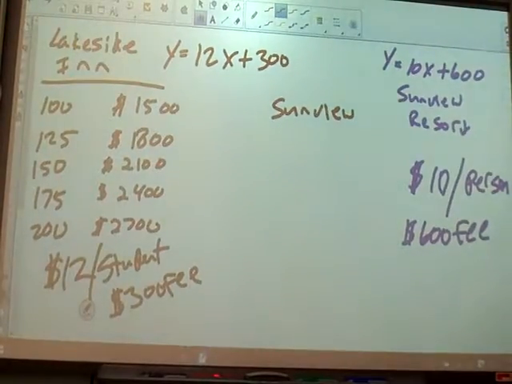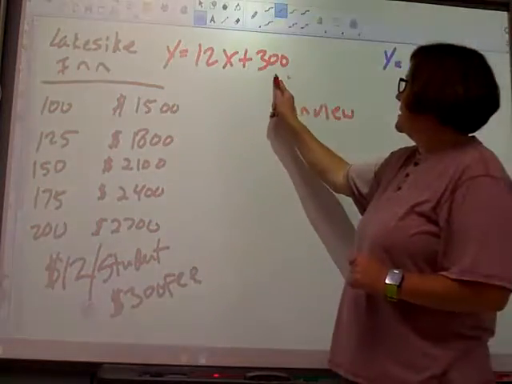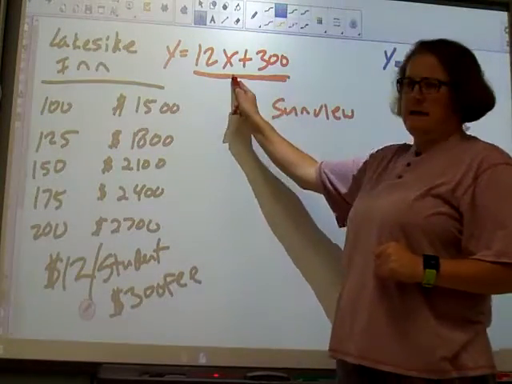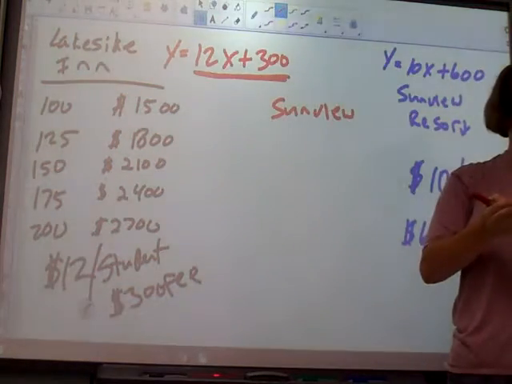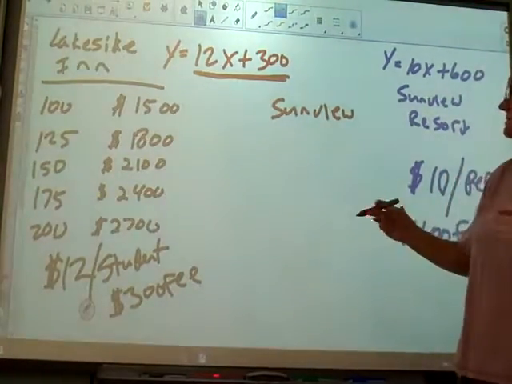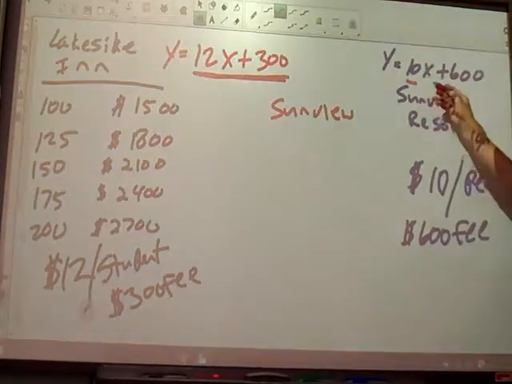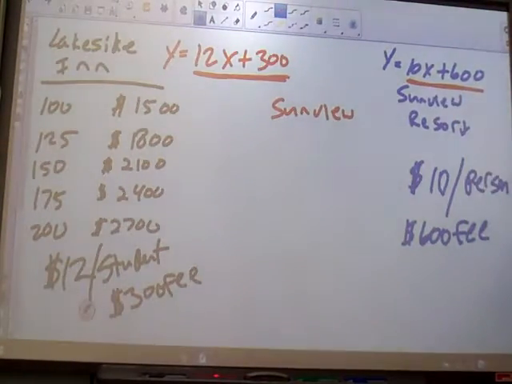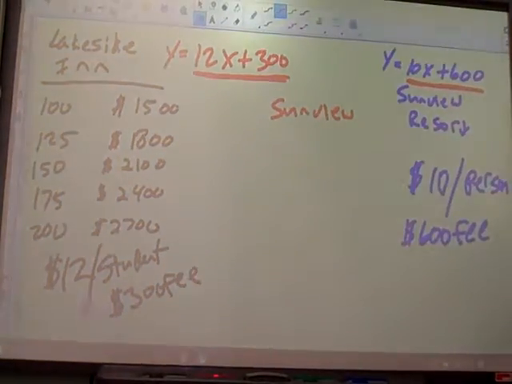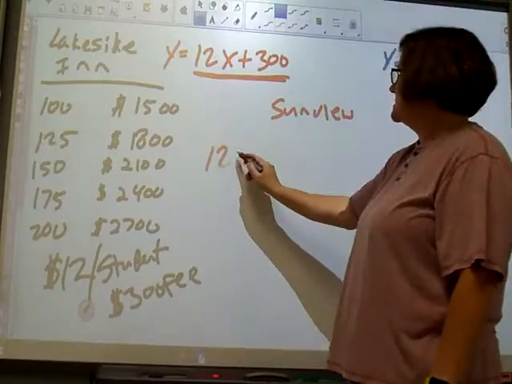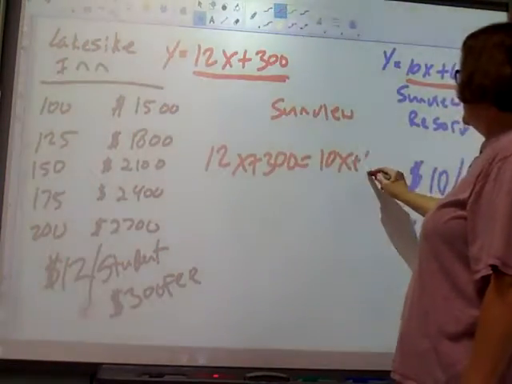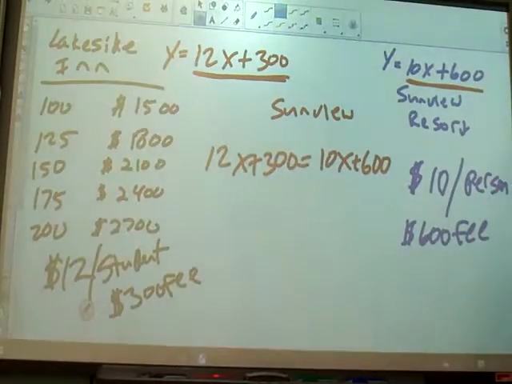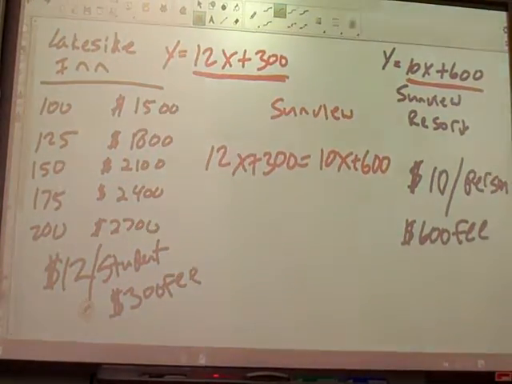So I could, I've got a lot of color options, take the meet here. If I'm looking for where it would be the same, what does same mean in math? Equals. Set that equal to the meet we have here, and whatever my number of people is would be where it would be the same. Okay, so let's say 12x plus 300 is equal to 10x plus 600. And we've created an equation to solve.